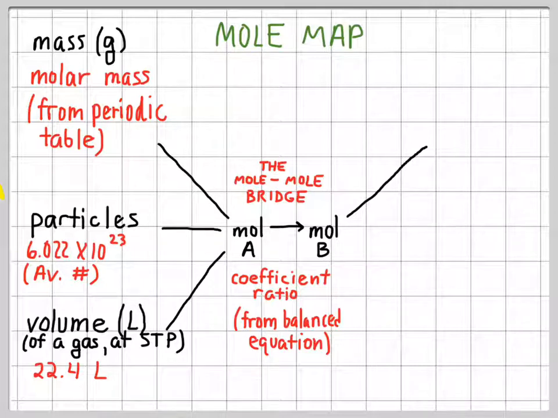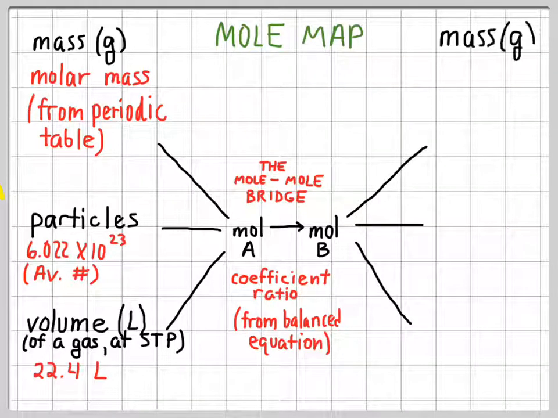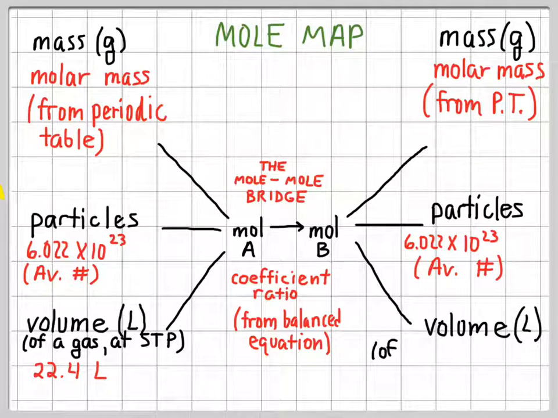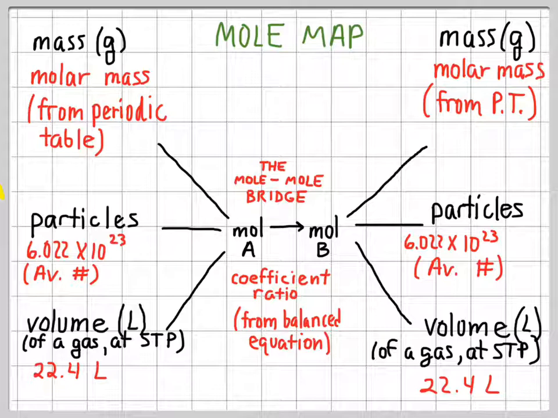Most problems will not stop with moles of substance B, but will ask you to calculate on the other side, again, either mass in grams, using the molar mass as a conversion factor, or the number of particles using Avogadro's number as a conversion factor, or using volume, using 22.4 liters as the conversion factor. In this case, on this side of the mole map, you'll be multiplying by those numbers. So, if you follow this map, you can solve any of the problems we'll do in this chapter. All of them will involve the mole A to mole B conversion using the coefficient ratio.